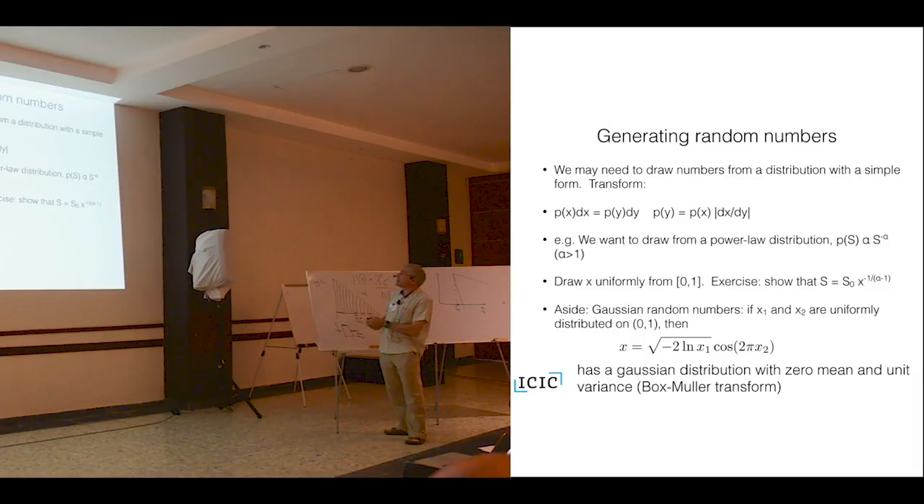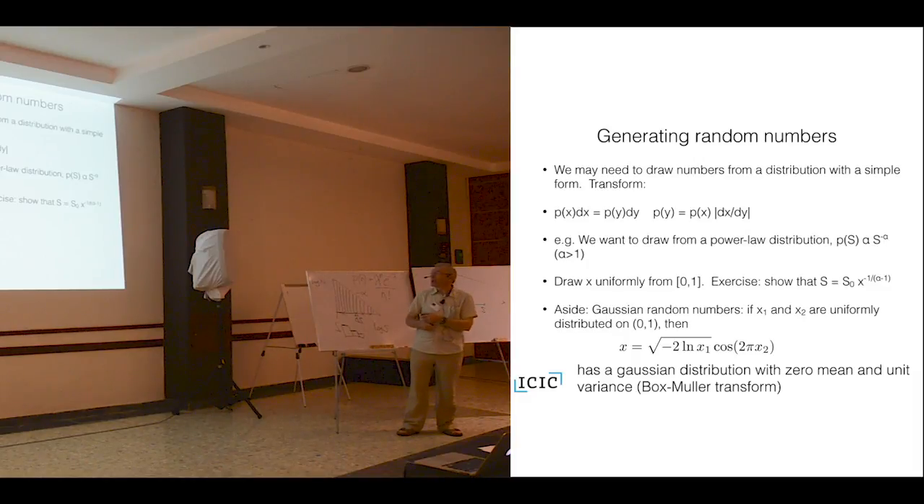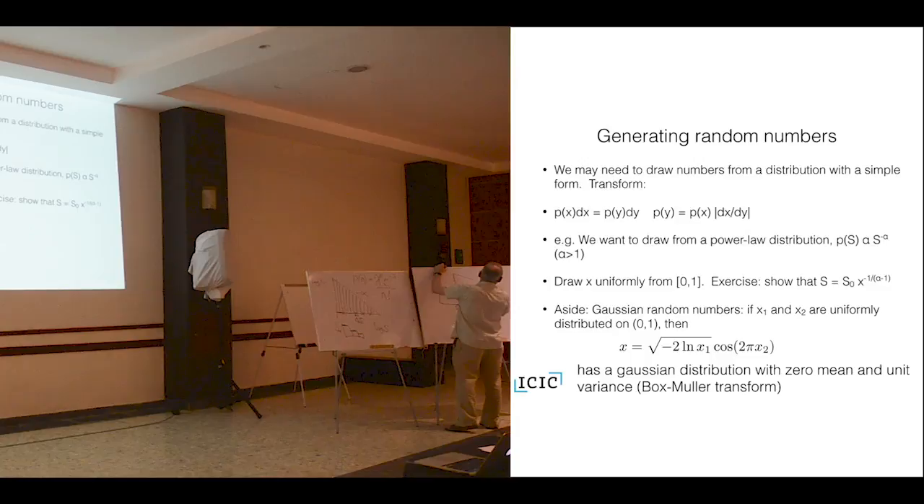P of s here. So this is proportional to, it's actually a Greek alpha because my computer doesn't give me a proportional to. But to get this you have to get the normalization correct as well, but you should be able to show, I don't know if you can read that, x to the minus 1 over alpha minus 1.